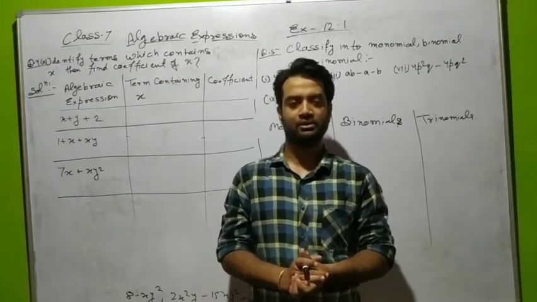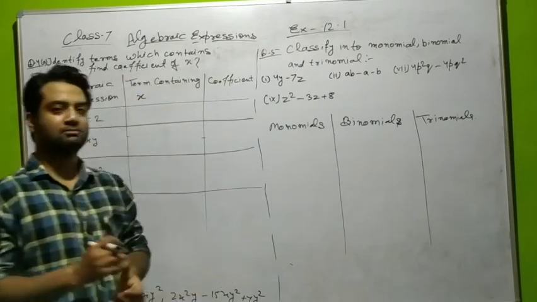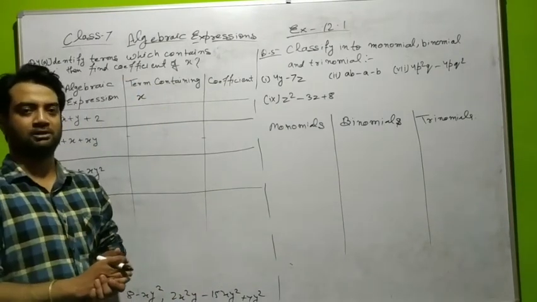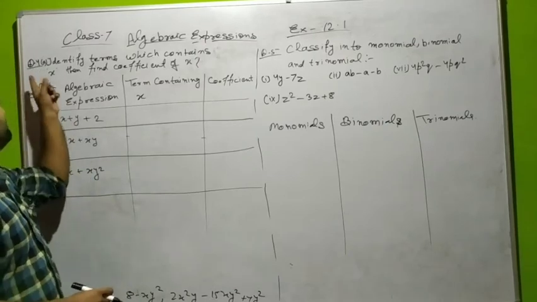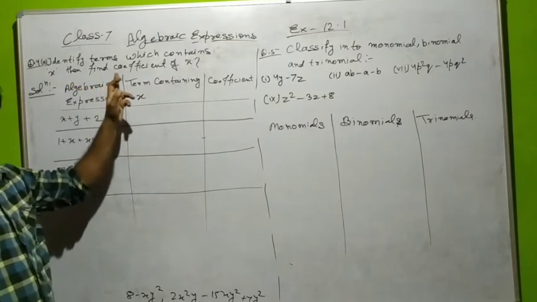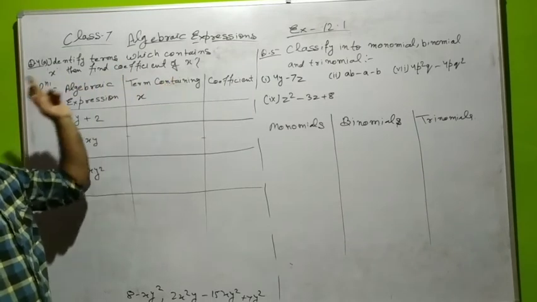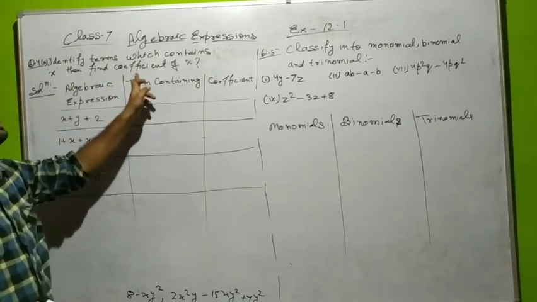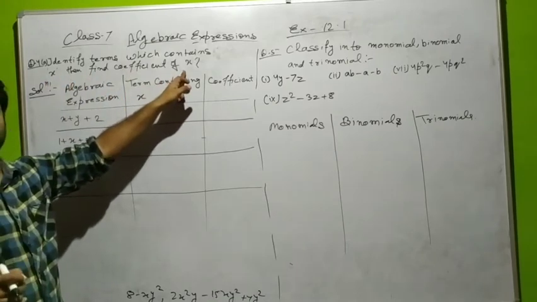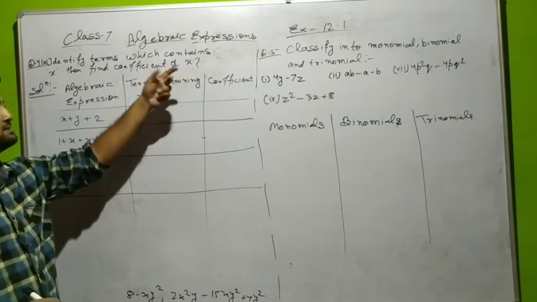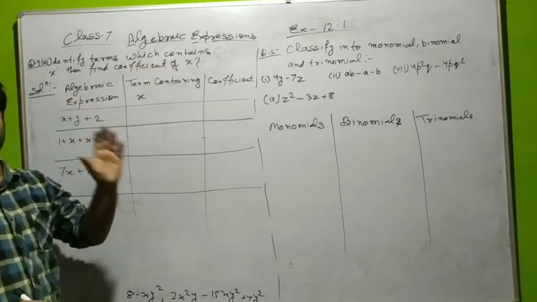So let's begin. As you can see, question number 4 is divided into two parts, part A and part B. Here, question number 4A is written. The question is asking us to identify the terms which contain the factor x, and then we have to find the coefficient of x in that term. It is not asking about the numerical coefficient, it is asking about just the coefficient.